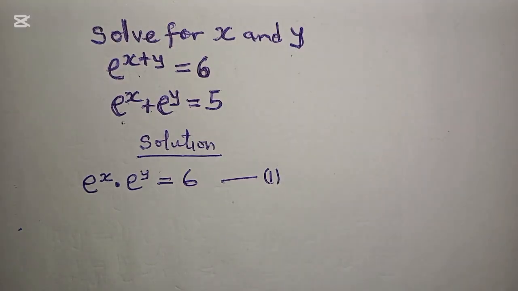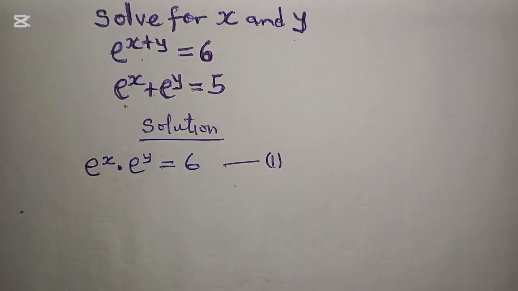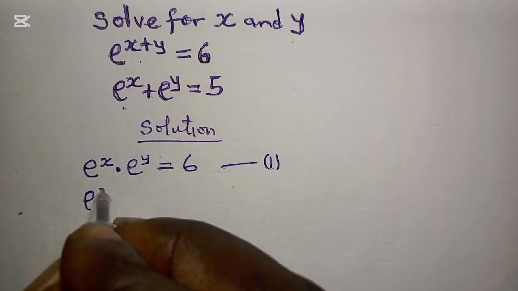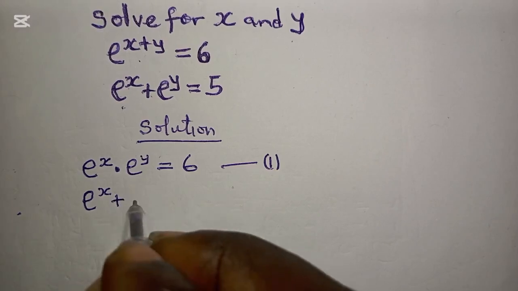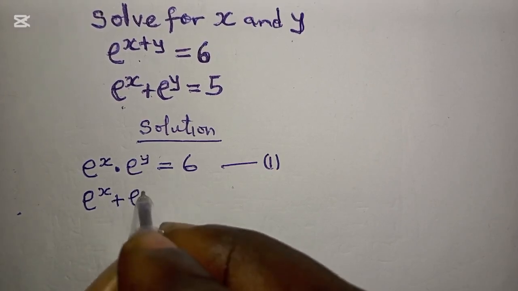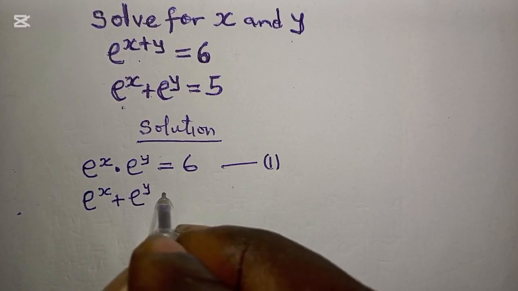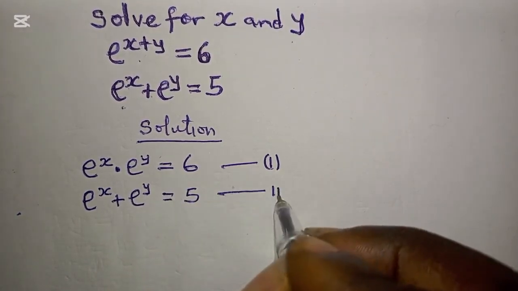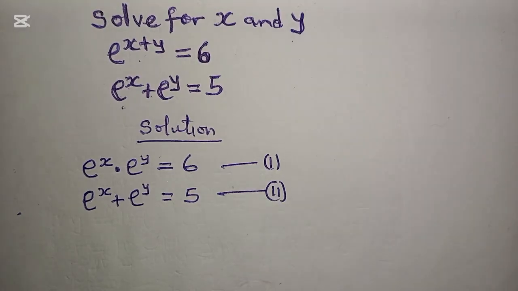Okay, so the second equation still remains. So we have e raised to the power of x plus e raised to the power of y equals 5. Let's call this equation 2.